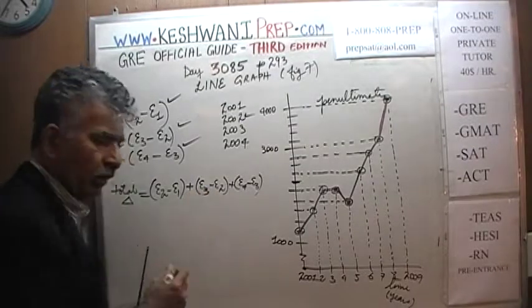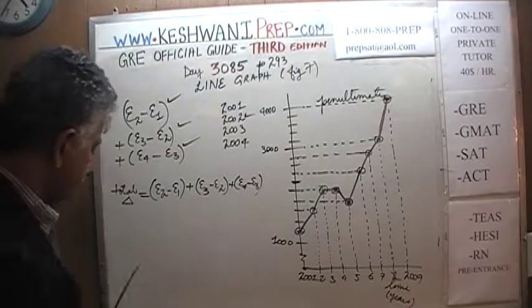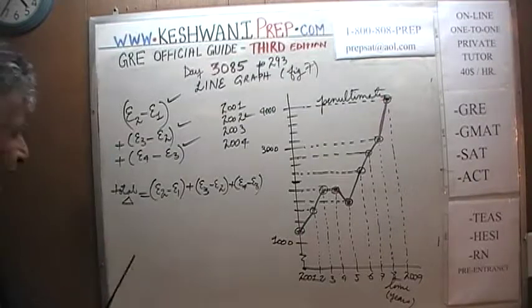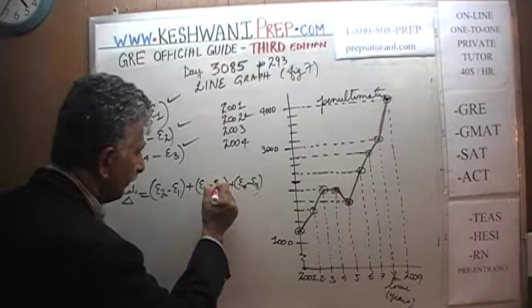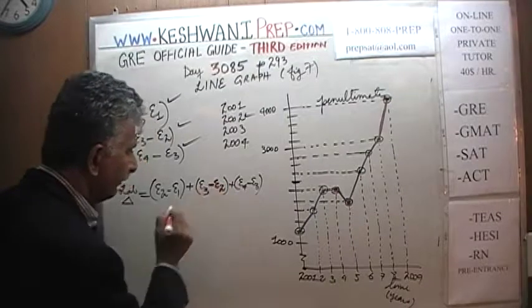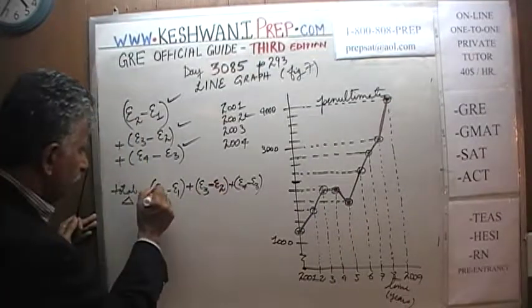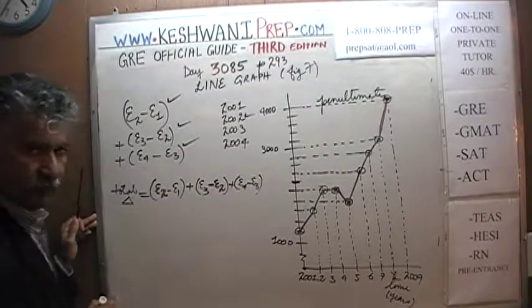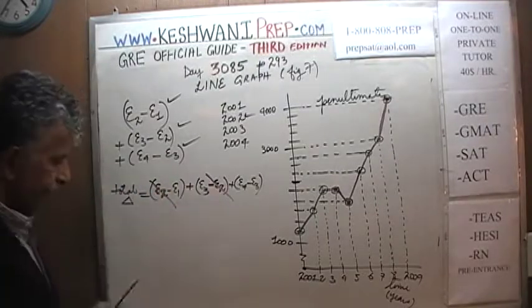And what an anticlimax that would have been. What we notice is that here we have enrollment in 2002 with a negative sign, and here we have enrollment in 2002 with a positive sign in front of it. They're going to kill each other.